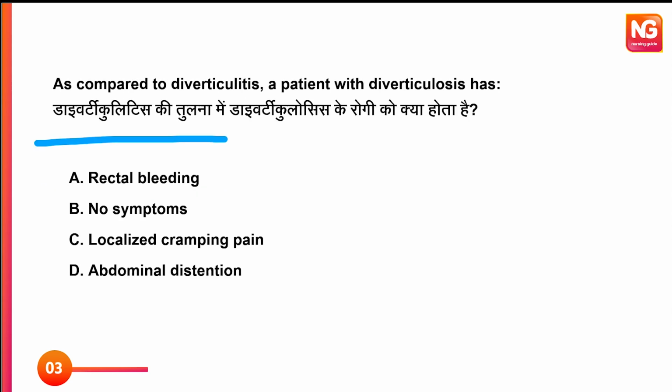Next, as compared to diverticulitis, a patient with diverticulosis has option A rectal bleeding, option B no symptom, option C localized cramping pain, option D abdominal distension. And the correct answer is option B no symptoms. As compared to diverticulitis, a patient with diverticulosis has no symptoms.